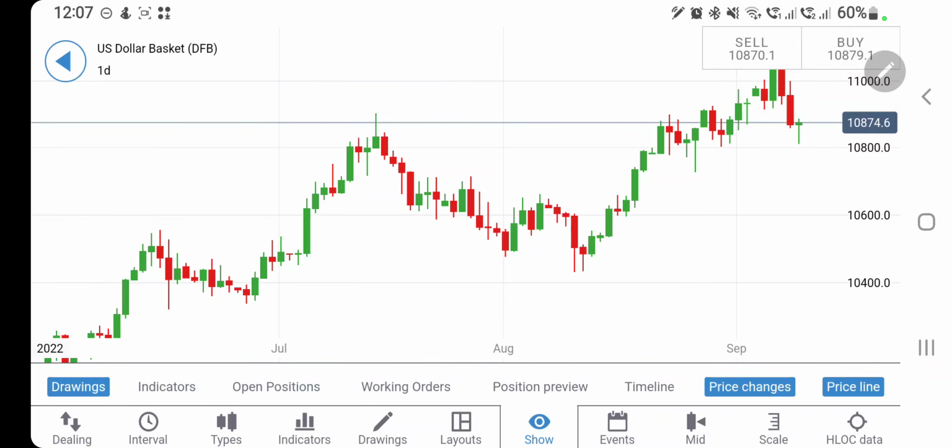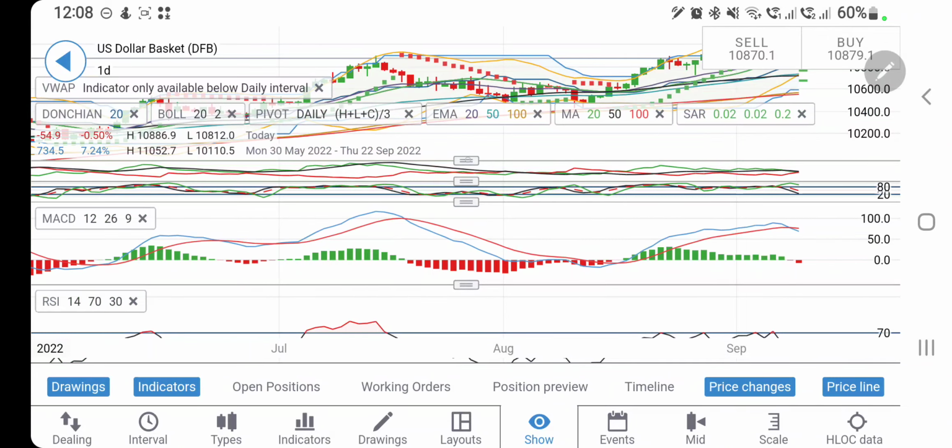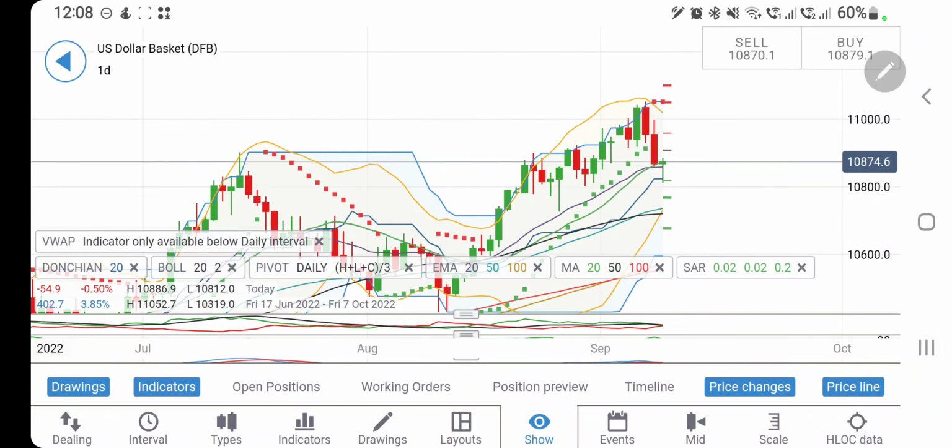Now let's have a look with the help of the indicators. What does the indicator suggest for the dollar index? Now look at the indicators here. It was trading at the extremes of the Bollinger Bands.